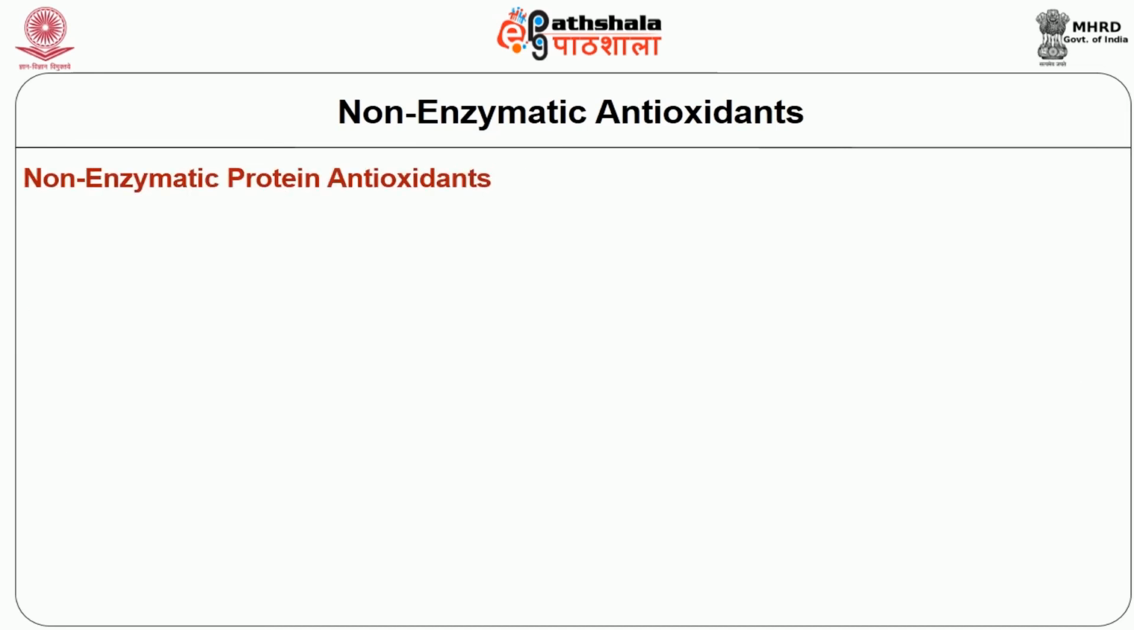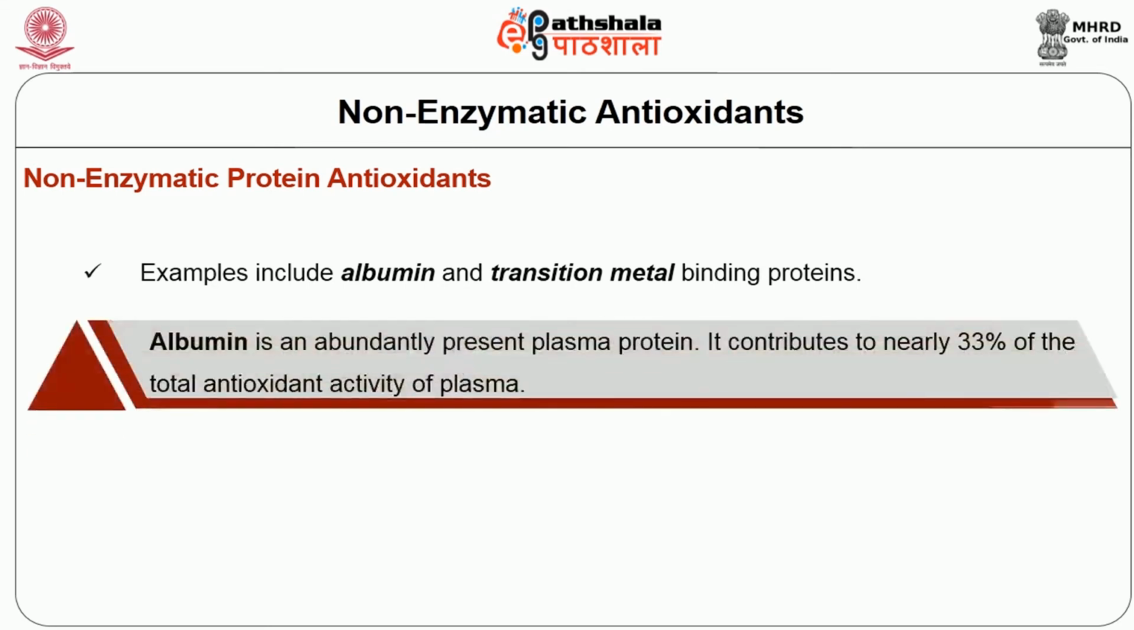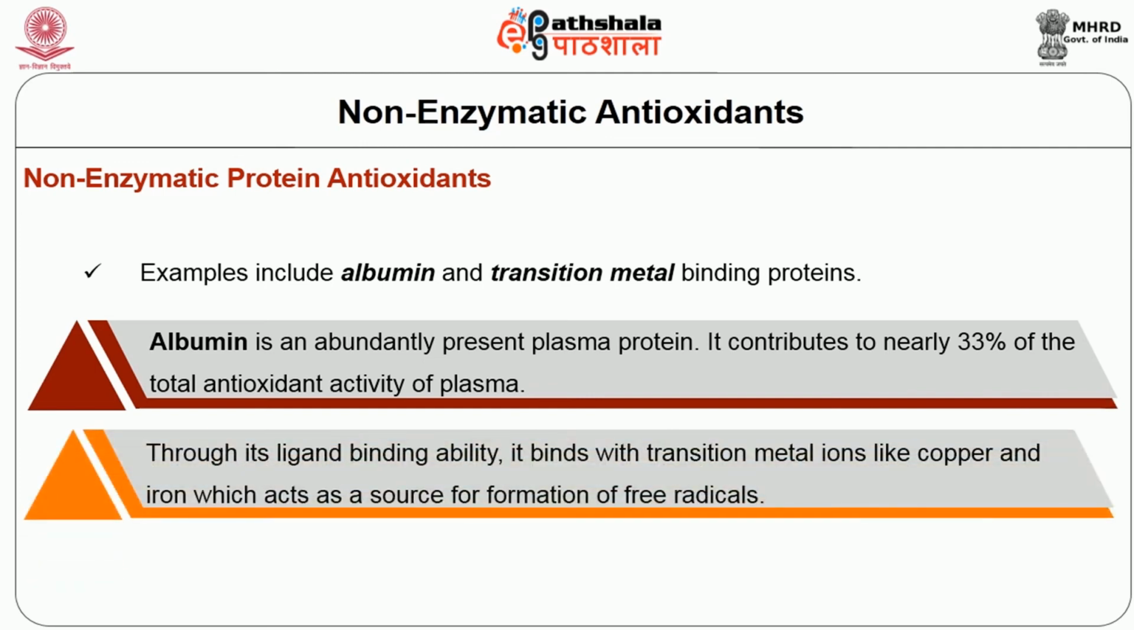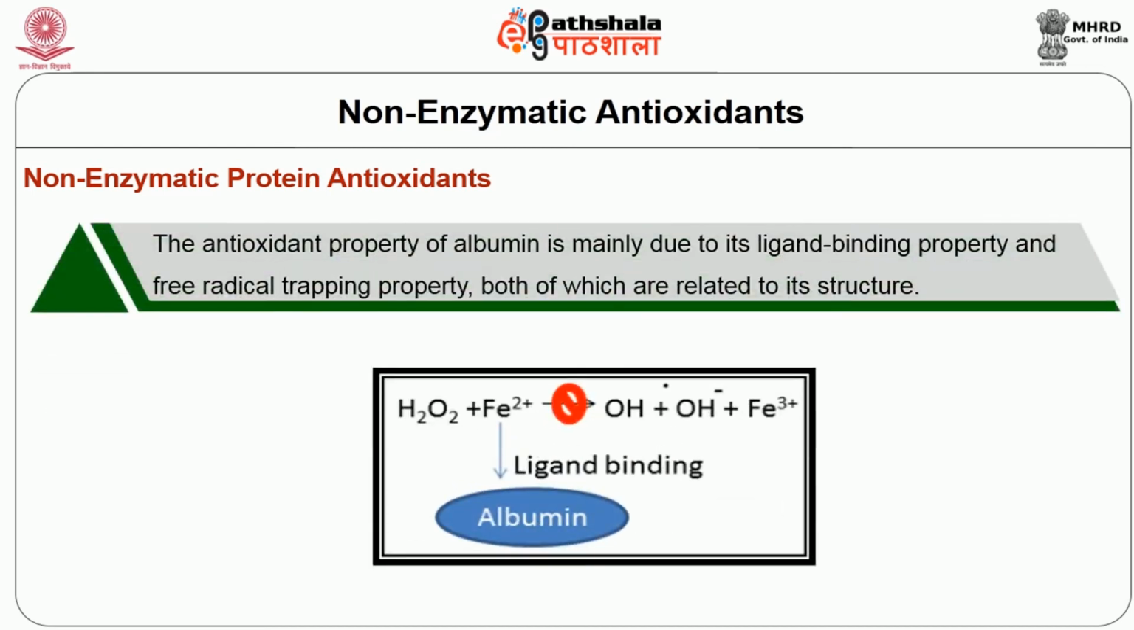If you take the non-enzymatic protein antioxidants, examples include albumin and transition metal binding proteins, in which albumin is an abundantly present plasma protein. It contributes to nearly 33% of total antioxidant activity of plasma. Through its ligand binding ability, it binds with transition metal ions like copper and iron, which act as a source for formation of free radicals. The antioxidant property of albumin is mainly due to its ligand binding property and free radical trapping property, both of which are related to its structure.